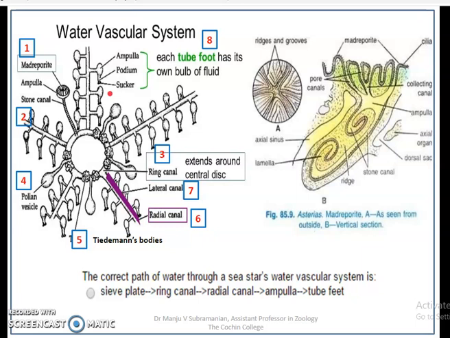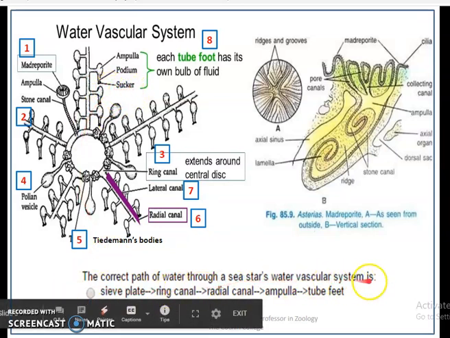So actually the main function of this water vascular system is locomotion. It is how the organism moves, and this is the flow of water in the water vascular system. The flow is depicted, as you can see, from the madreporite to the ring canal, from the ring canal to the radial canal to the ampulla, and finally to the tube feet.